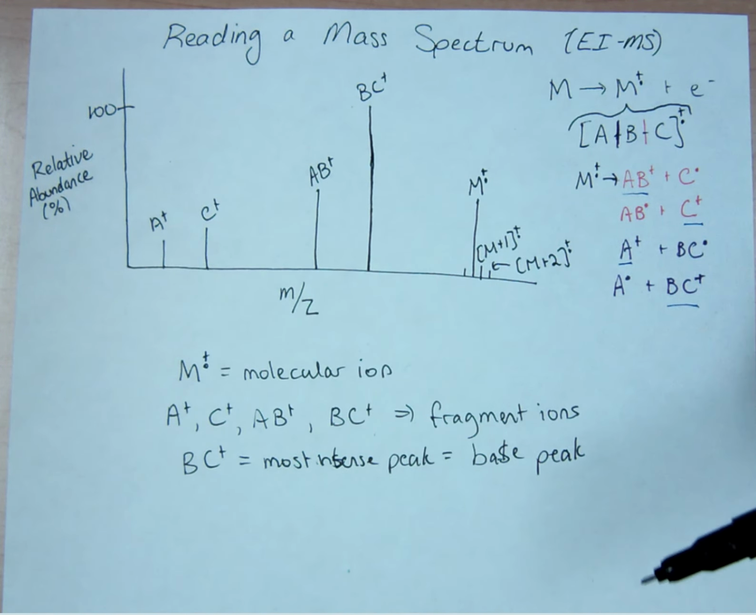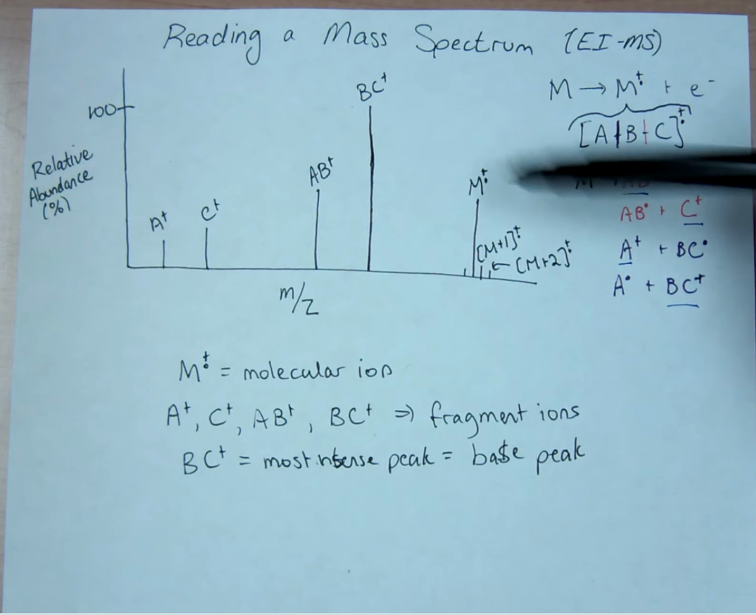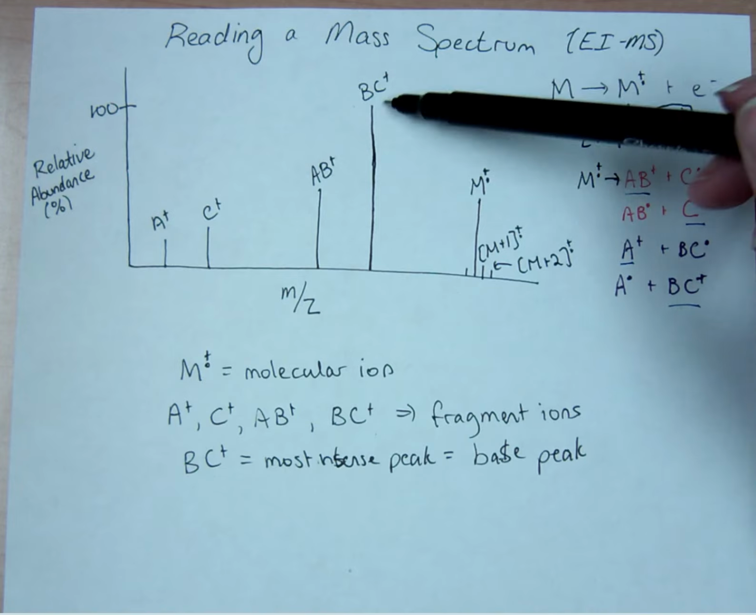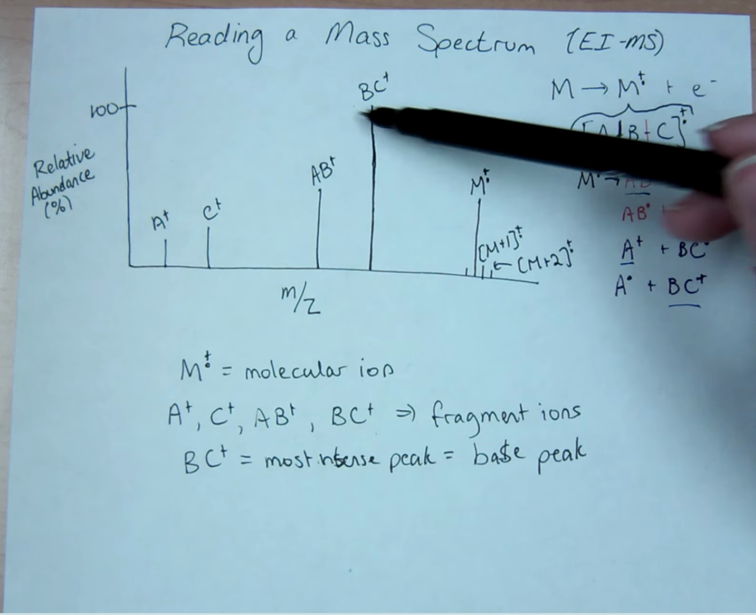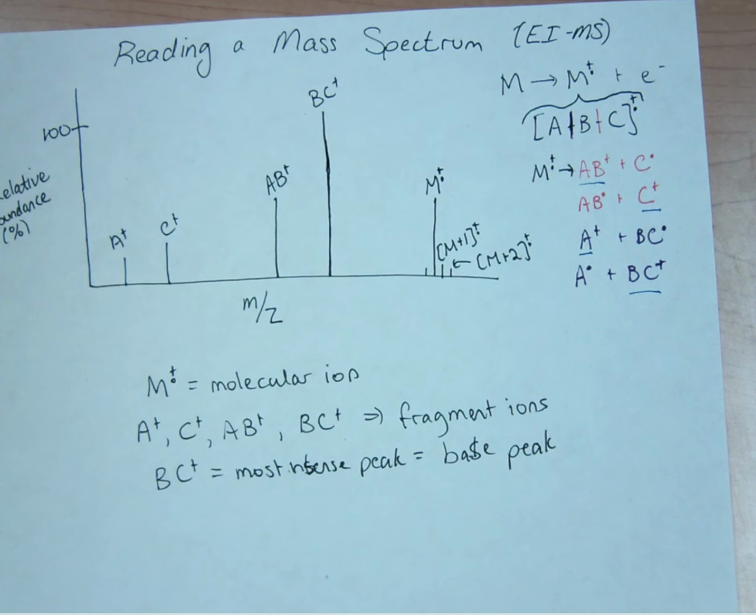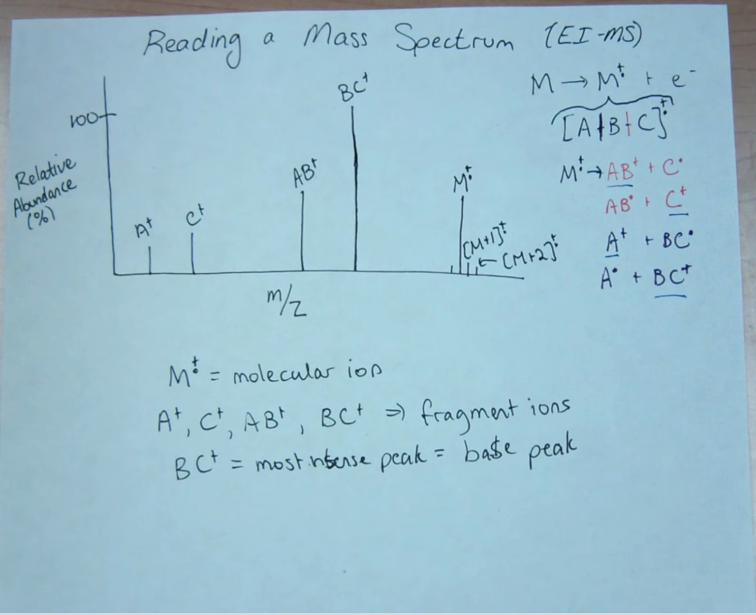All right, so these are some of the terminology we use when we identify the molecular peak. We have isotope peaks present, we have fragment peaks, and we have our base peak here. So keep that terminology in mind as you look at mass spectra and as we do some more interpretation in later videos.